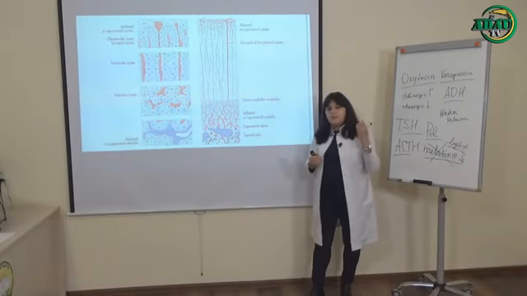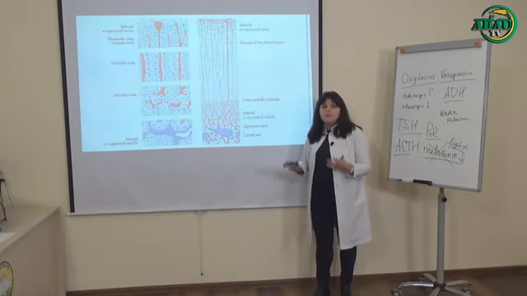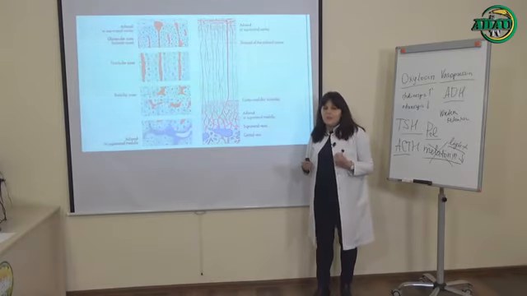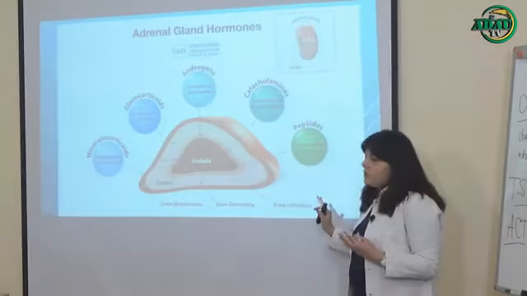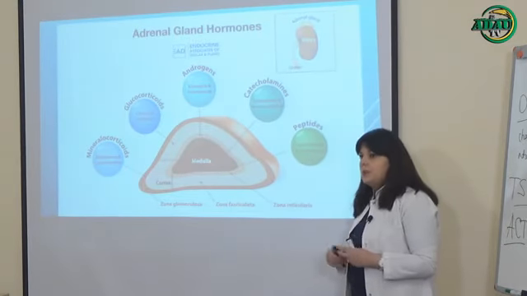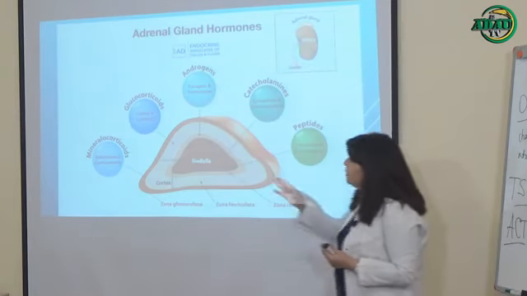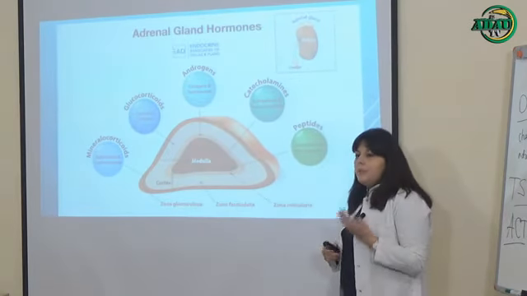So fascicular, glomerular, reticular, medulla, all of them produce different hormones, and it's very important to have exact knowledge about these hormones and the function of these hormones. Very clear illustration which shows the hormones which are produced by different layers of the adrenal gland. So medulla. Medulla mainly produces catecholamines, so epinephrine and norepinephrine.